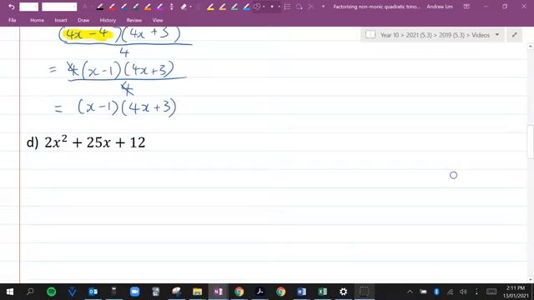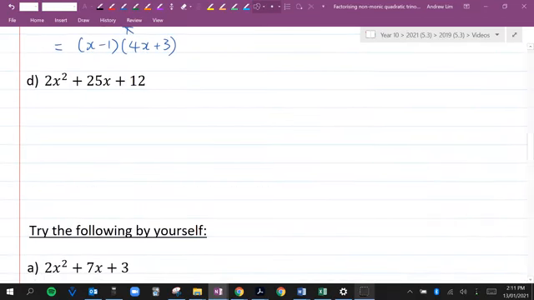Question D. First step is to multiply. 2 times positive 12 is 24. And there are two numbers that multiply to 24 but add to positive 25: 24 and 1.